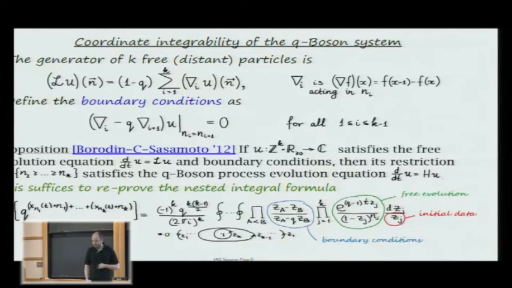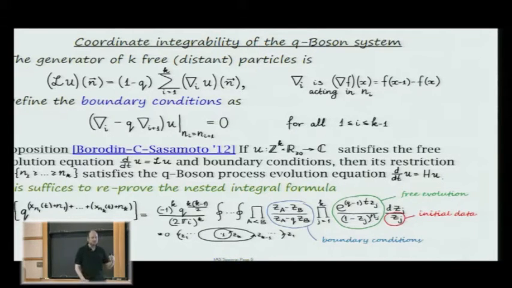You always look at the symmetric subspace here, right? Yeah, so that's going to come. So the proposition is that if I can find a solution to the free evolution equation, the thing which just involves k non-interacting particles, on Z^k, so on a larger space, not on a symmetric subspace, not on an ordered subspace, such that it also satisfies all of these boundary conditions, then the restriction to the ordered sequence n1 through nk actually satisfies the true Q-Boson evolution equation, but only when restricted to this space.